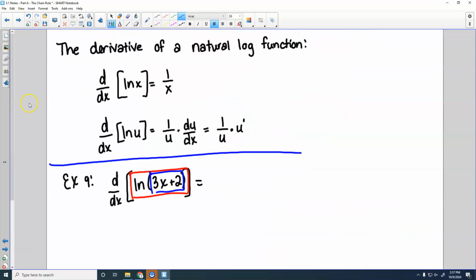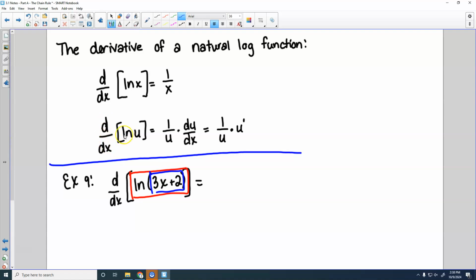Okay. These are going to be very easy because of the derivative of a natural log function. You can write this first one down if you want, but this is the derivative we already knew for a natural log. The derivative of natural log of x is 1 over x. This one is your chain rule version of the derivative of the natural log.